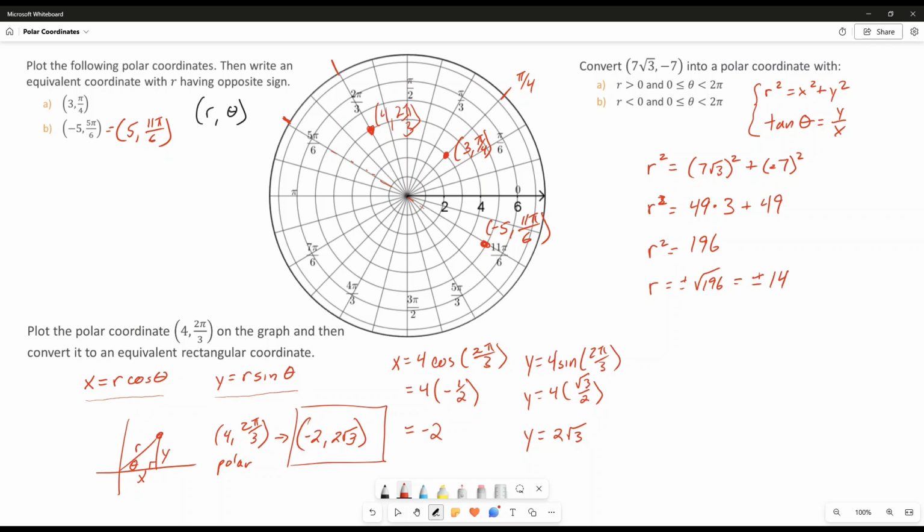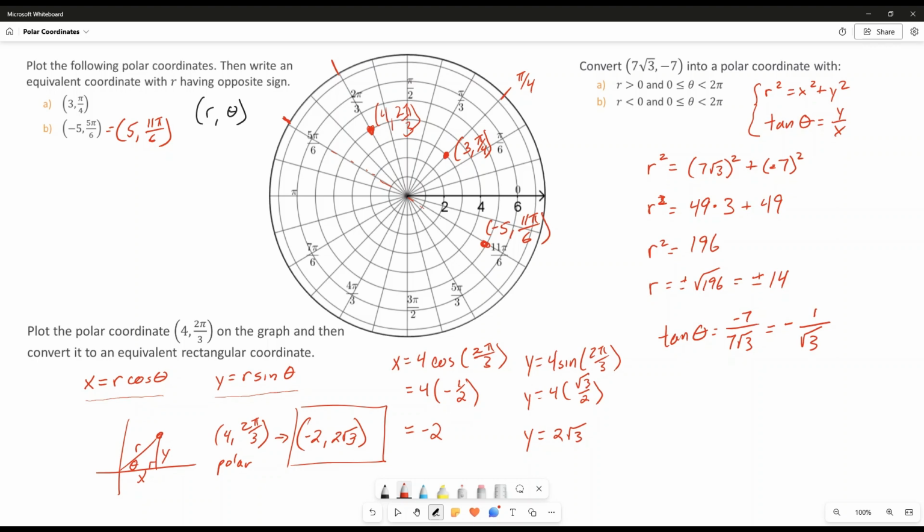To find theta, we're going to use the tangent of theta is equal to y over x. And we know that y is a negative 7 and x is a 7 square root of 3. So we have the tangent of theta is equal to a negative 7 divided by 7 square root of 3. And the 7's cancel, which means tangent of theta is really just equal to a negative 1 over a square root of 3. So where is tangent equal to 1 over square root of 3, and where is tangent negative?